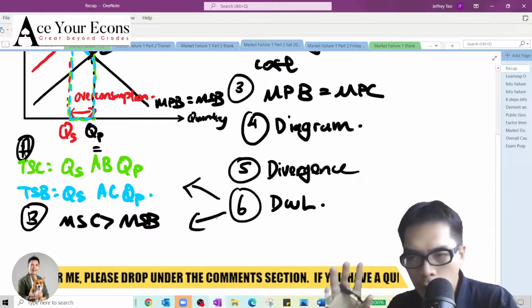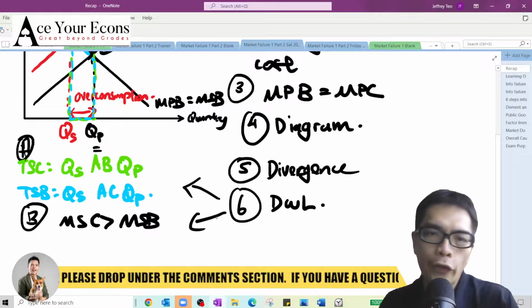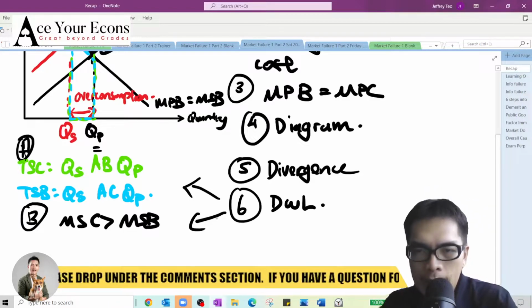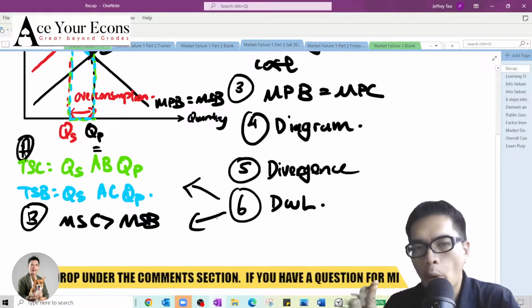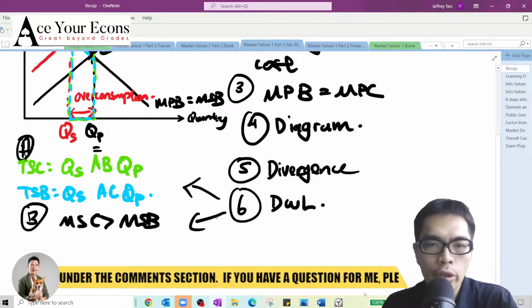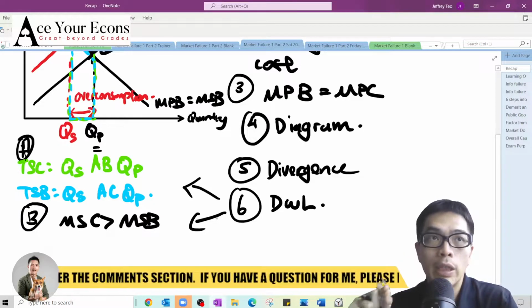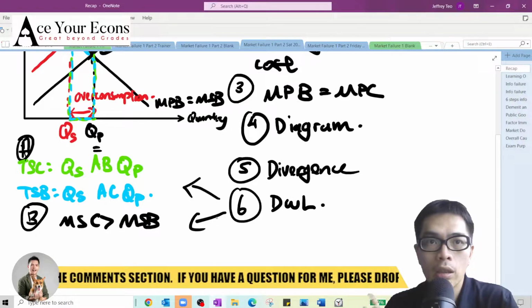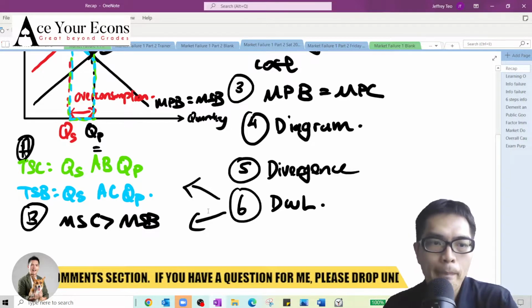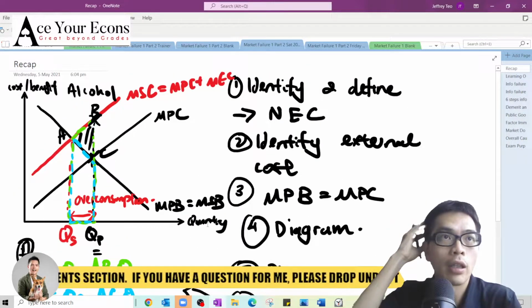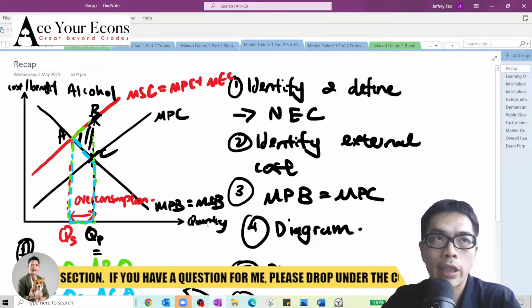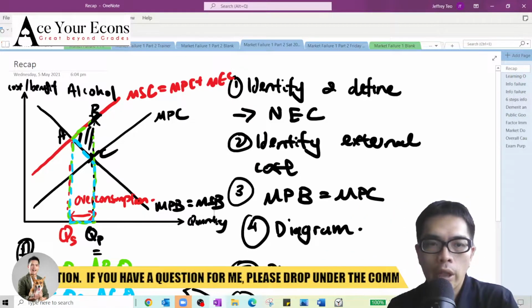So later on, when we move on to info failure, we will make certain modifications for point 2, point 3, and point 5. The rest will be the same. Is everyone clear? So these 6 steps must be imprinted in your head. If not, we cannot proceed further.